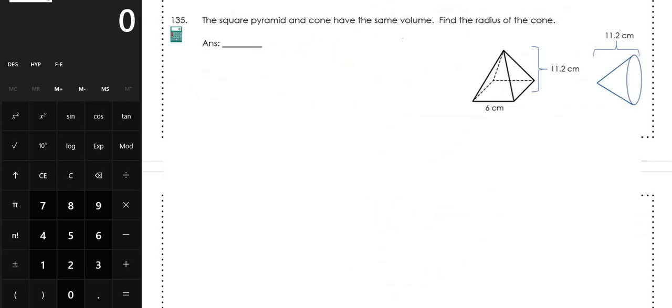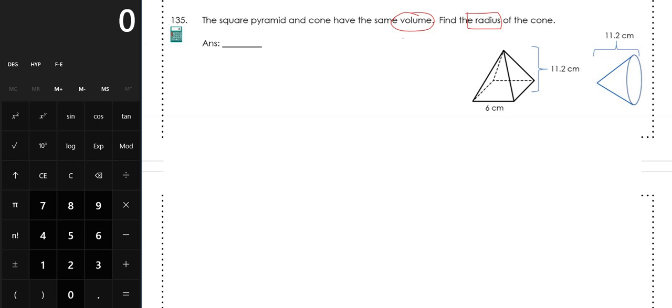Last question on the page, number 135. The square pyramid and cone have the same volume. Find the radius of the cone. Okay, so the ask here is to find the radius. This is a question that I'm going to have to work backwards in order to get the radius, because they're talking to me about volume. They're saying the volumes are the same, and then they're asking me to work backwards and get the radius, which is something I would usually have in order to get volume. So we're going to be working backwards.